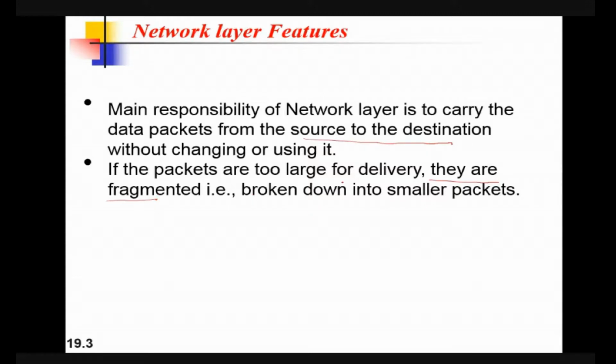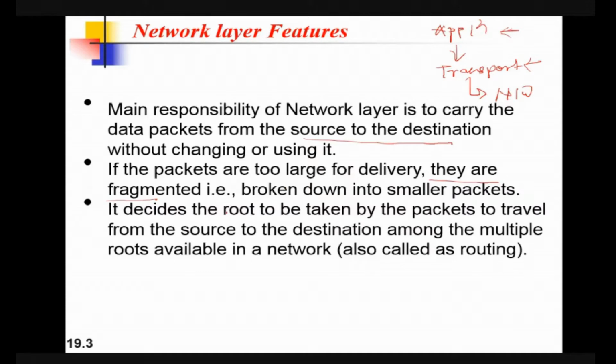The data is first generated by the application layer, then it is delivered to the transport layer, and from the transport layer it is delivered to the network layer. So the application layer adds a header, the transport layer adds a header to this data, and then again the network layer adds a header to this data. That's why the packet size becomes large, and in order to transfer those packets, they need to be fragmented or broken down into smaller packets.